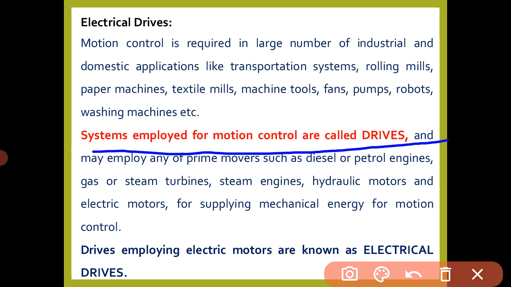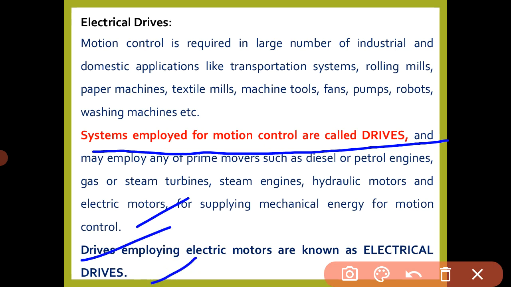The mechanical power is generated using different sources such as diesel, petrol, gas, steam, okay. So for supplying mechanical energy for motion control, drives employing electric motors are known as electrical drives. I hope it is clear that drives employing electric motors, I repeat, drives employing electric motors are known as electrical drives. I hope it is clear.